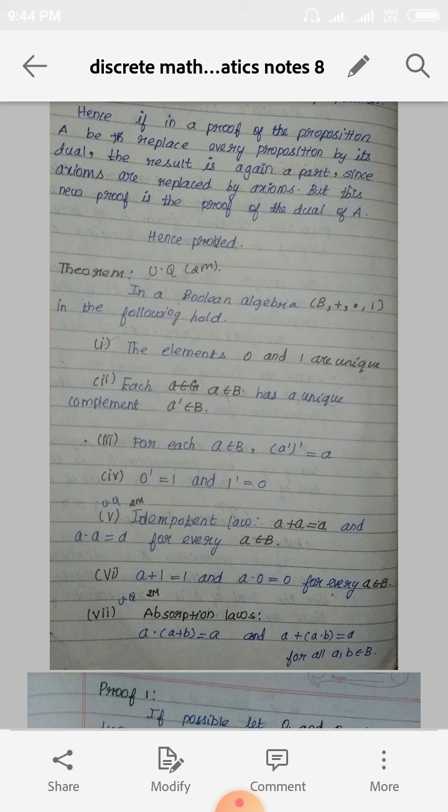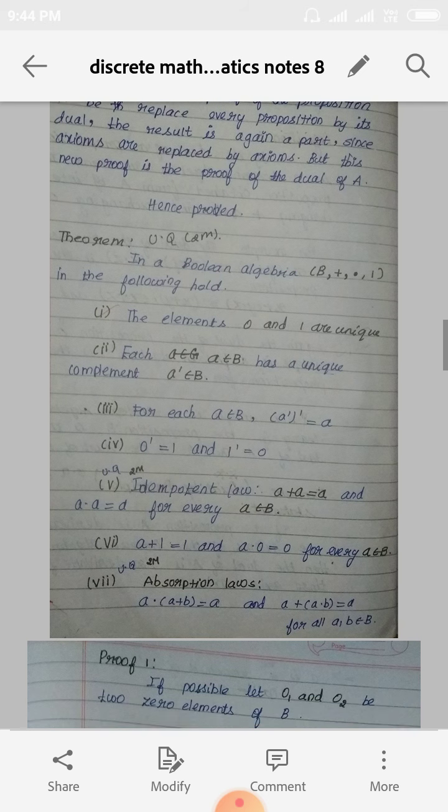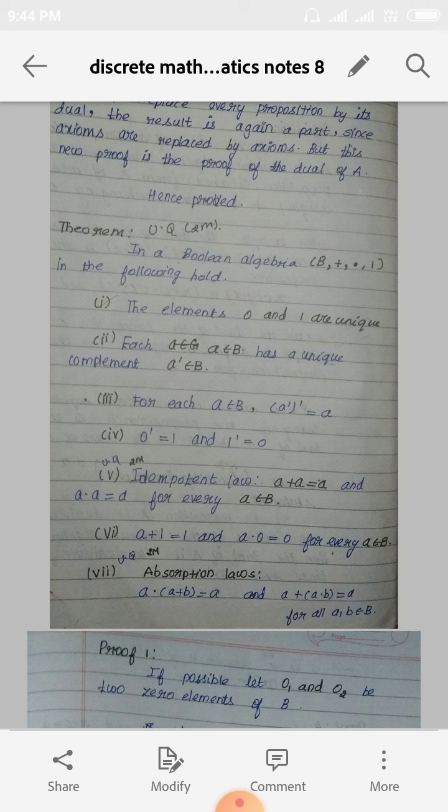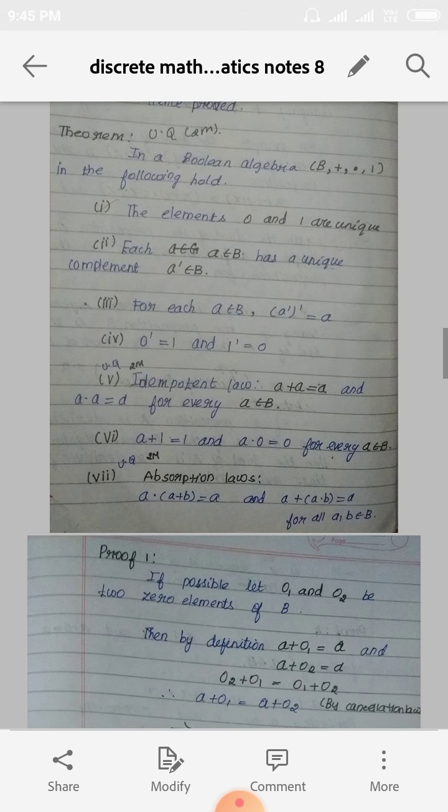Let B, plus, dot, and negation be a Boolean algebra. Then the following hold. The first property: 0 and 1 are unique. For each a belongs to B, there is a unique element a dash belongs to B. For each a belongs to B, a dash the whole dash is equal to a. And 0 dash is equal to 1 and 1 dash is equal to 0. Let us see the fifth one, the idempotent law: a plus a is equal to a and a dot a is equal to a for every a belongs to B. Then a plus 1 is equal to 1 and a dot 0 is equal to 0 for every a belongs to B.